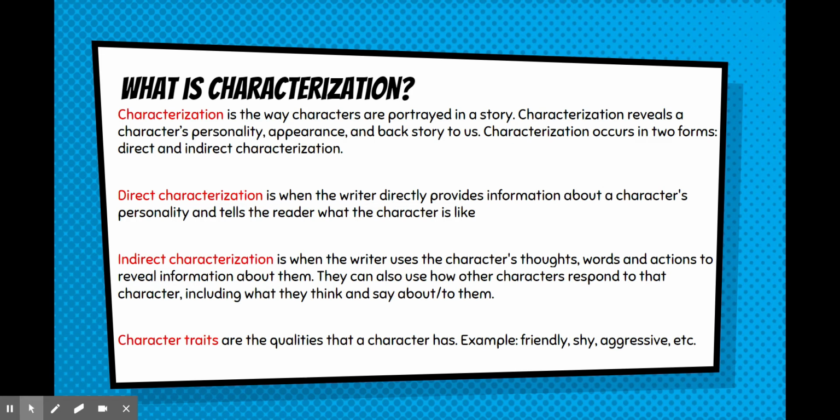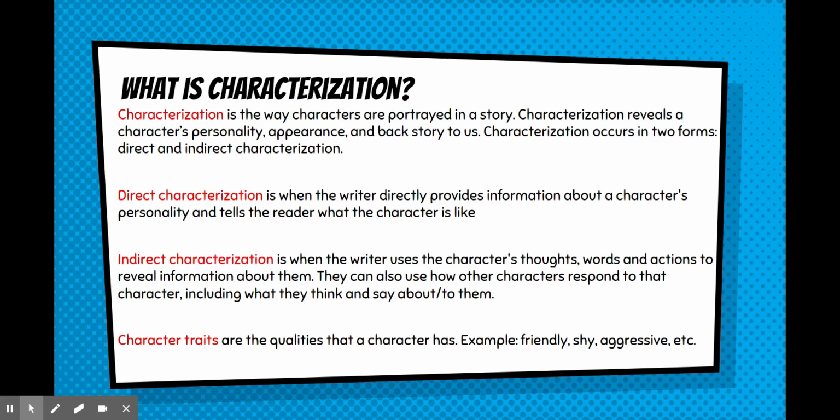Direct characterization is when the writer directly provides information about a character's personality and tells the reader what the character is like. So, in this way, the writer outrightly comes out and says this. This could be from the perspective of a third person narrator, or it could be a first person narrator saying, like, I am shy, I am courageous.